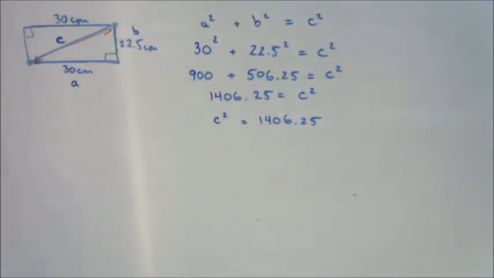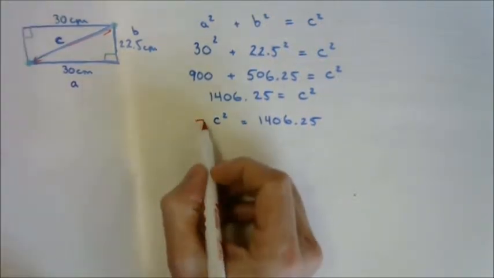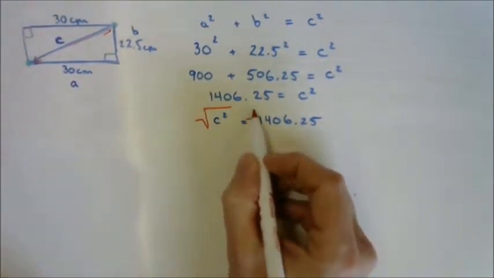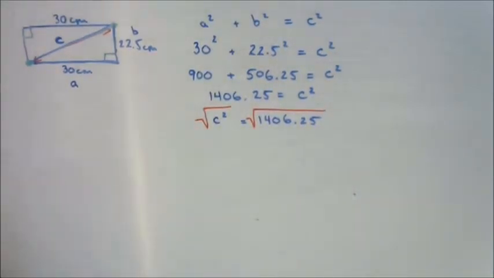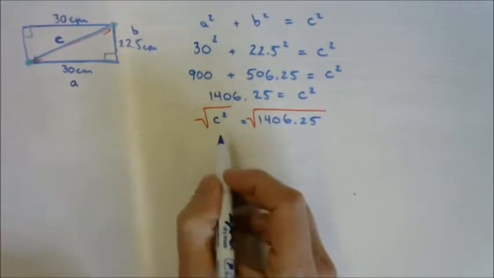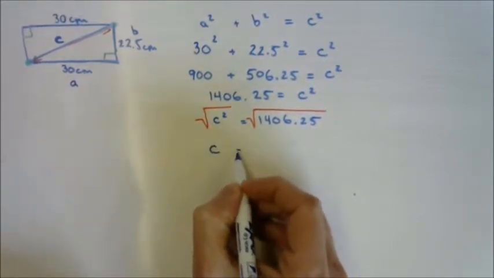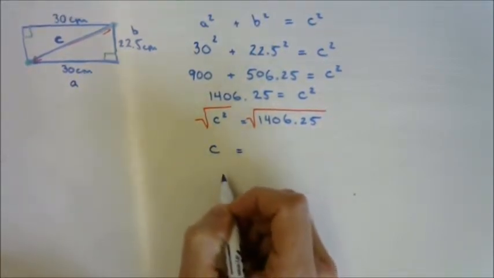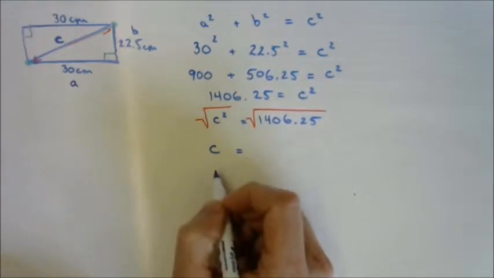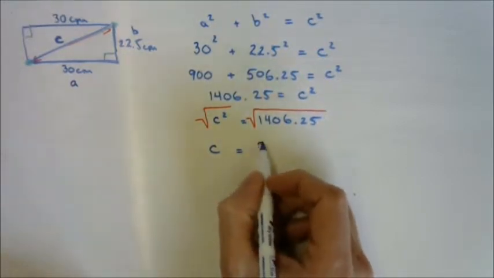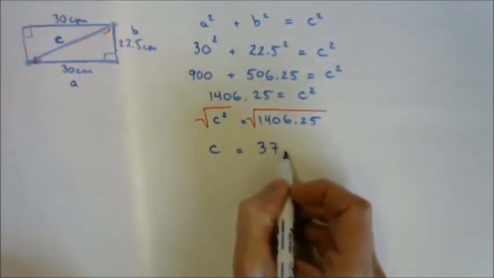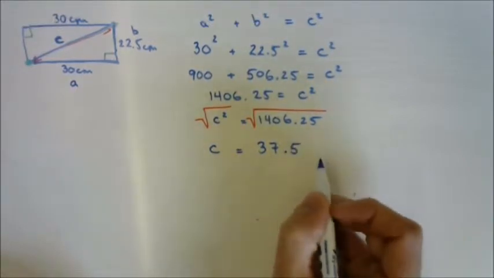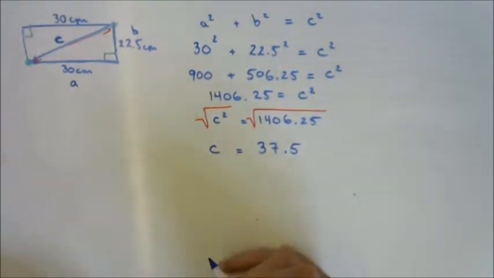They're both squared. We need to take the square root of both sides. Can we just leave it like that? On the left side, the square root of C squared is just C. And on the right side, we just do the square root of 1,406.25.